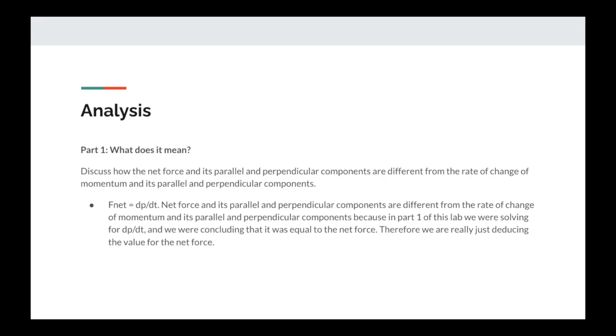Analysis part 1. What does it mean? Net force and its parallel and perpendicular components are different from the rate of change of momentum and its parallel and perpendicular components because in part 1 of this lab we were solving for dp/dt and we were concluding that it was equal to the net force. Therefore, we are really just deducing the value for the net force.